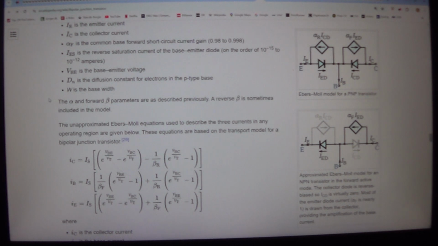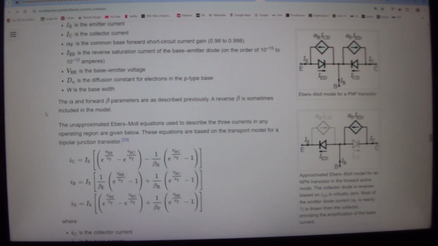Base width modulation. Main article, early effect. As the collector base voltage, V_CB equals V_CE minus V_B, varies, the collector base depletion region varies in size. An increase in the collector base voltage, for example, causes a greater reverse bias across the collector base junction, increasing the collector base depletion region width, and decreasing the width of the base.